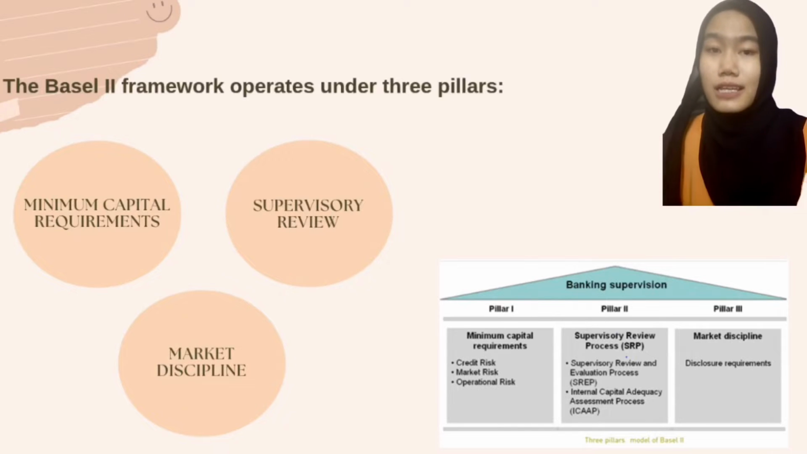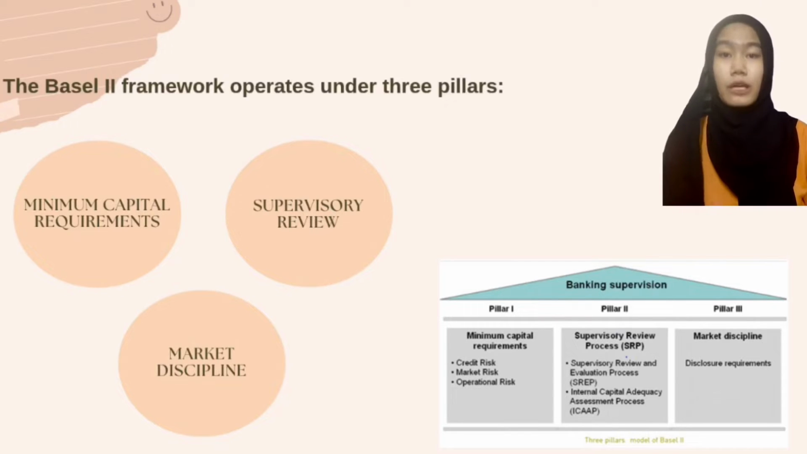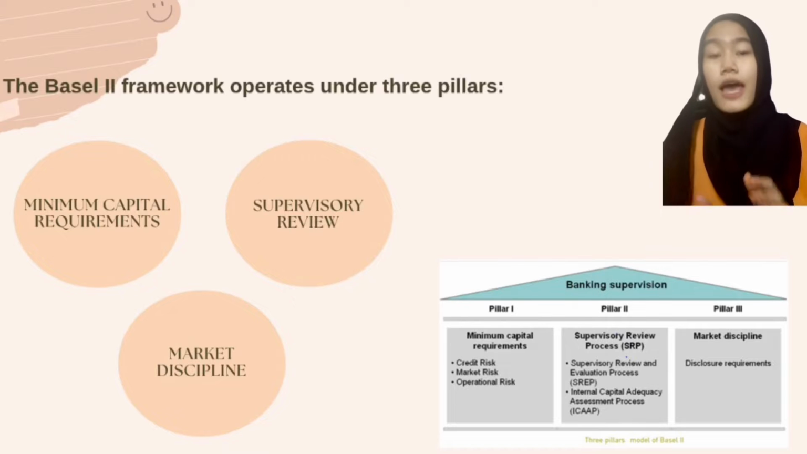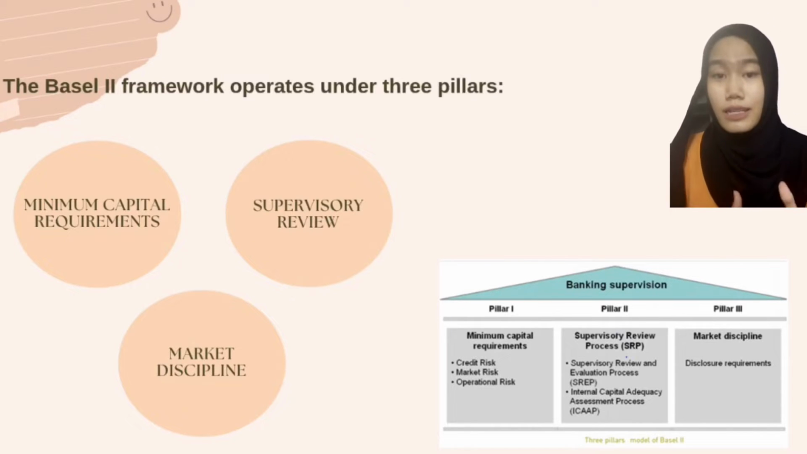Basel II is the second of three Basel Accords. It is based on three main pillars, which are minimum capital requirement, supervisory review and market discipline. Minimum capital requirement plays the most important role in Basel II and obligates banks to maintain certain ratios of capital to their risk-weighted assets. The next one is supervisory review.